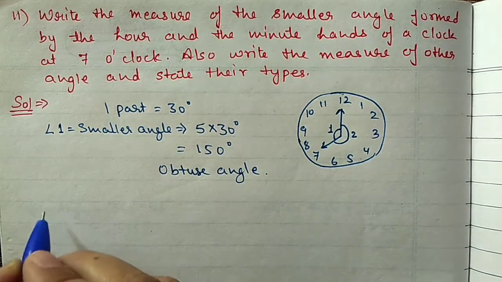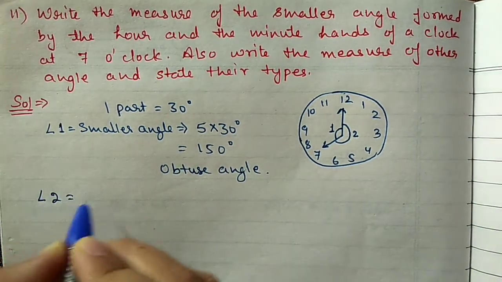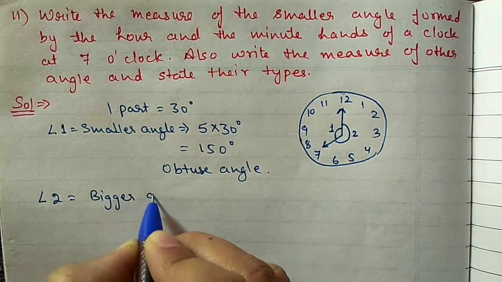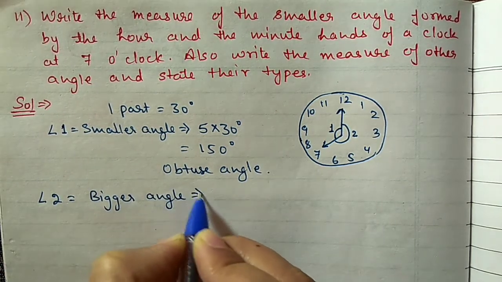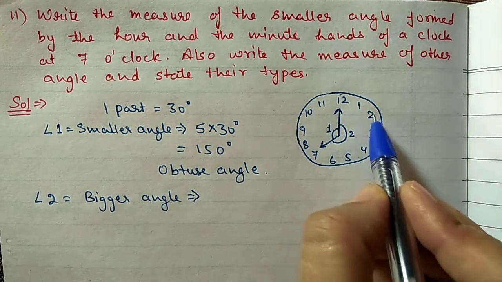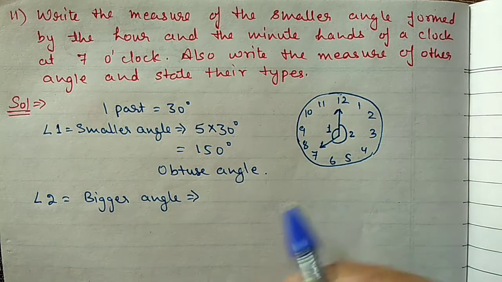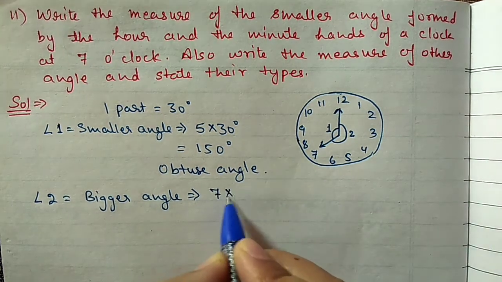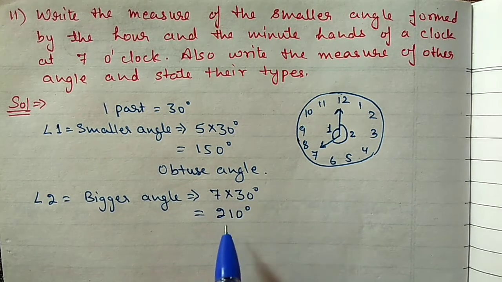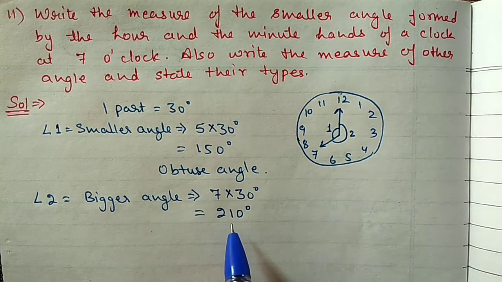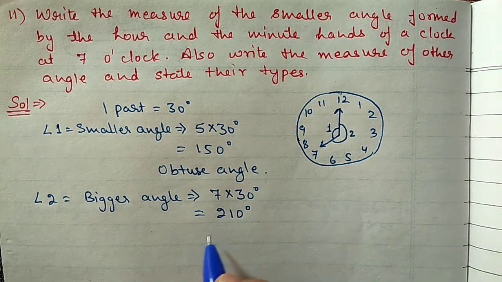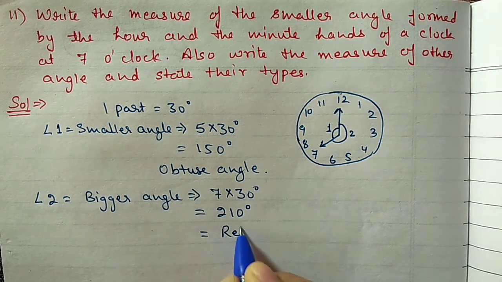Now the second angle, angle 2, is the bigger angle here, and you can see how much gap there is between 12 and 7. 1, 2, 3, 4, 5, 6, 7. There are 7. So 7 into 30 is 210 degrees. And 210 degrees is more than 180 degrees but less than 360 degrees. So it comes under a reflex angle.